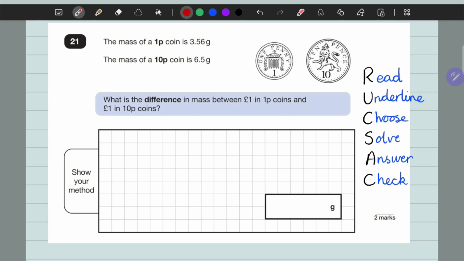Okay, remember that is our key rucksack to all of our questions. So first, let's underline the mass of a 1p coin is 3.56 grams. The mass of a 10p coin is 6.5 grams. I'd be interested to know if that's actually true, but that's a game for another day. Now, what is the difference in mass between £1 in 1p coins and £1 in 10p coins? So the fact that we've got to work out the difference, I know that means I'm going to need to subtract at some point.